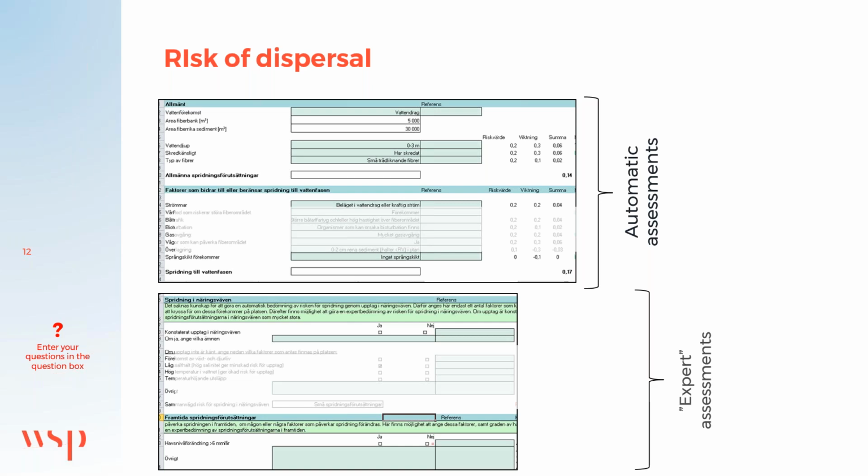Okay, risk of dispersal. The most important risk associated to the fiber sediments is the risk of spreading the contaminants to other parts of the water body or to more sensitive areas. And therefore, the capability of dispersal is an important part of the risk classification, and that is what we are assessing in the third sheet. We tried to do as many automatic assessments as possible to make sure the model was objective and that it wouldn't matter who did the classification. The results would still be the same.